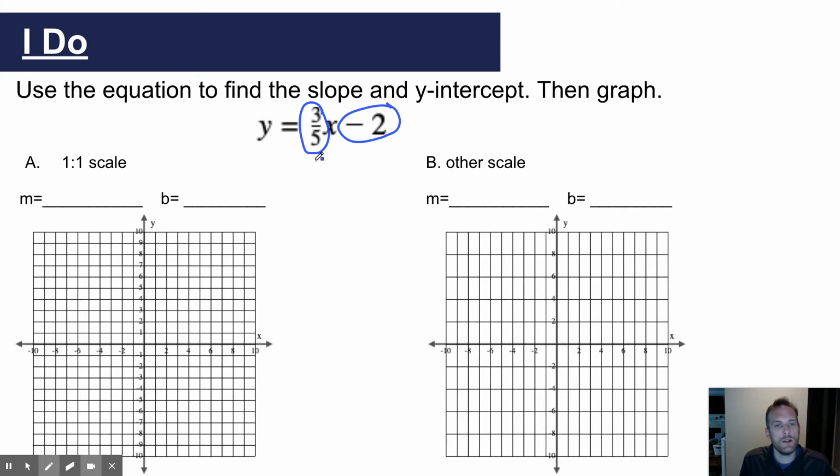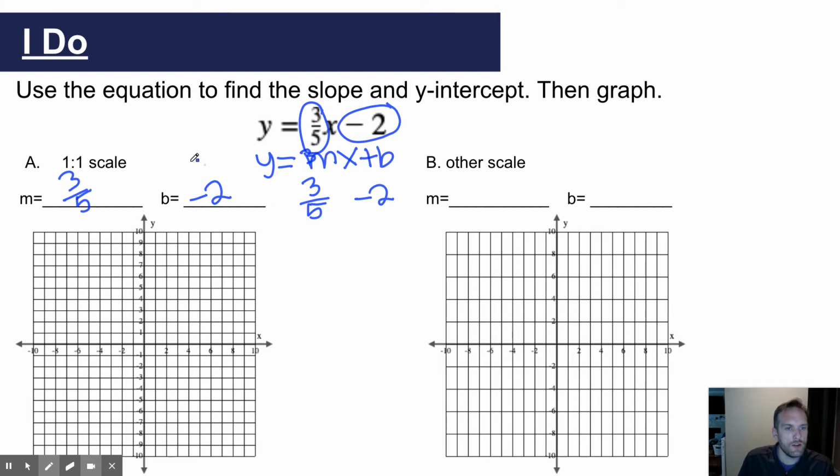What I mean right here is we're going to write our formula, y equals mx plus b. Our m is going to be our 3/5, and our b is going to be our -2. So over here, we're going to put 3/5 as our m, and our b is going to be -2. All right, so we're going to go ahead and draw our graph here.